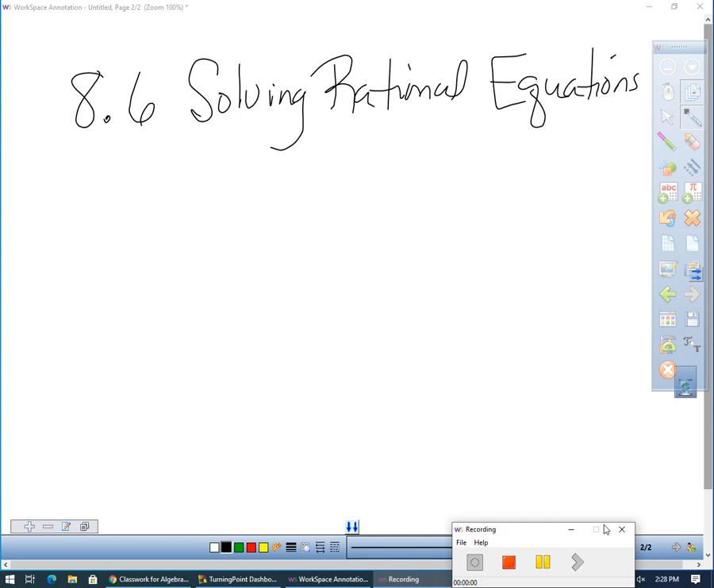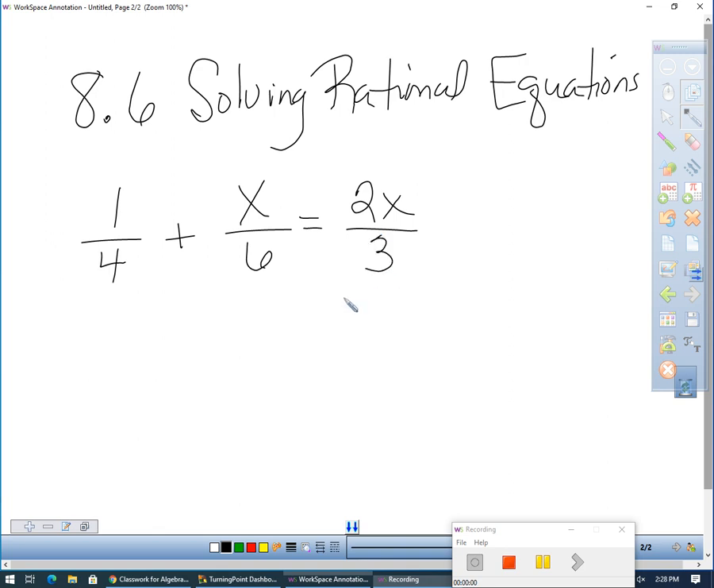We used to do equations that kind of look like this. We had maybe 1 over 4 plus x over 6 equals 2x over 3. Okay? So then, in order to clear the fraction, we had to multiply by the common denominator. What is the common denominator between 4, 6, and 3? 12, yes. So we're going to times every single thing by 12.